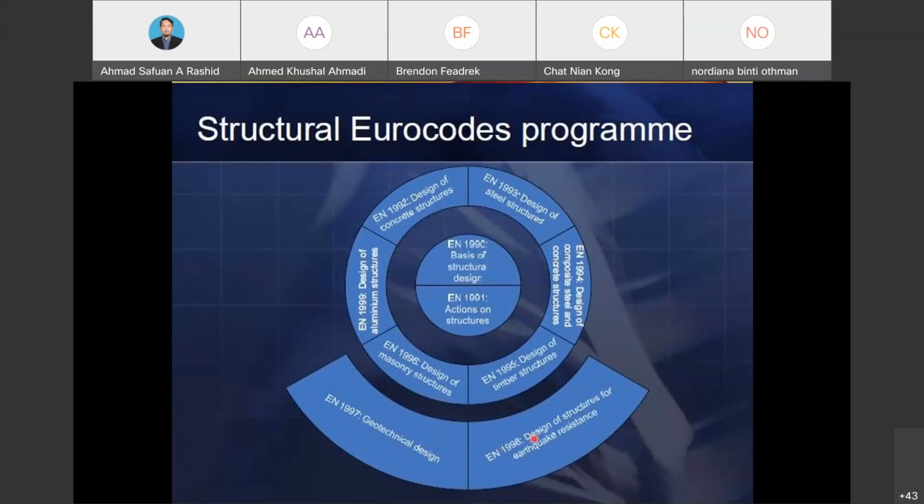Then there will be additional discussion on earthquake resistance, which will affect all these structural elements. So that's why this diagram discusses the application of the Eurocodes, where the main element is located at the center, and all discussion on the structure will cover the main element, and it will be encapsulated by this geotechnical design and earthquake resistance.